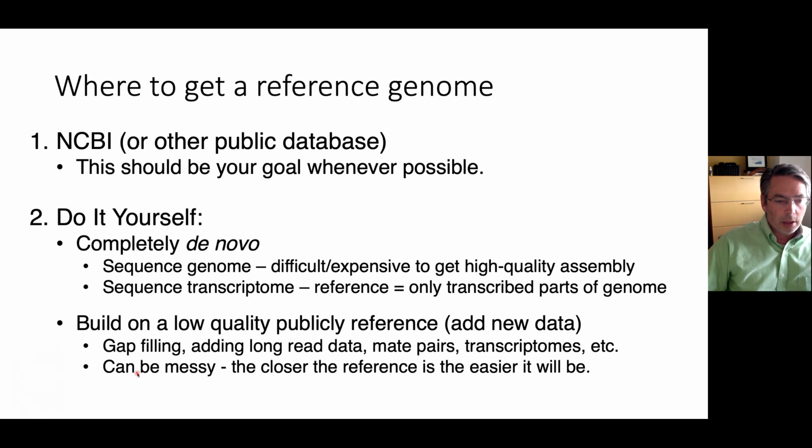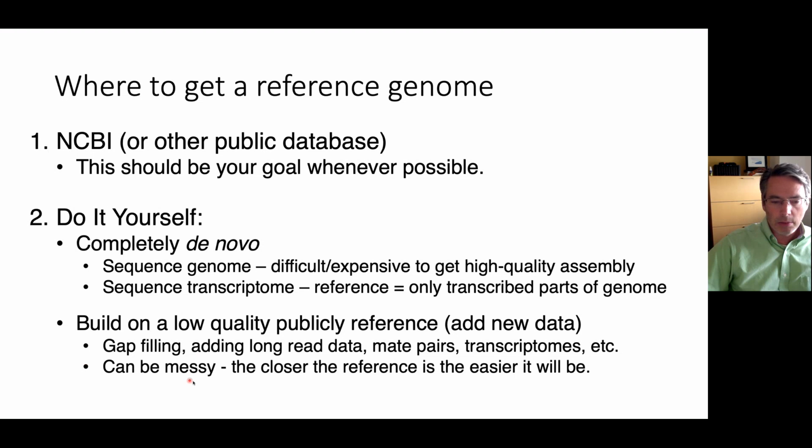And then finally, you've just generated some new sequencing data. You can add on to a low quality public reference. So if your NCBI genome for your organism isn't very good, you can try to reassemble by adding your data, especially if their genome was based on Illumina and you have mate pair or PacBio data. You can take that public one and try to improve the assembly.